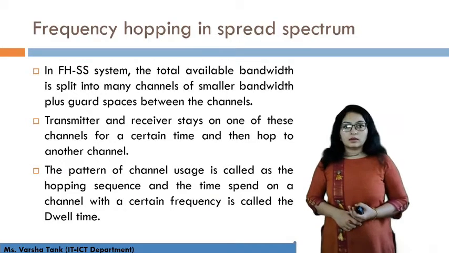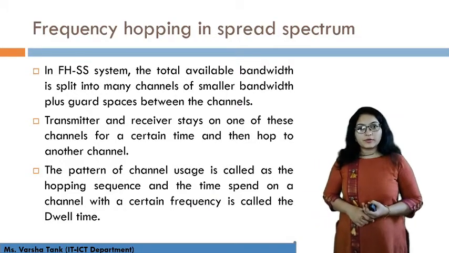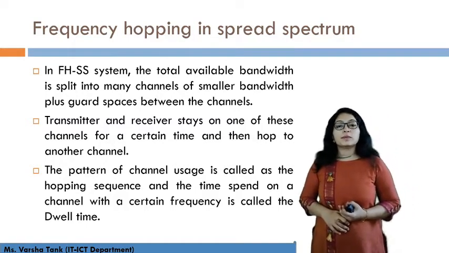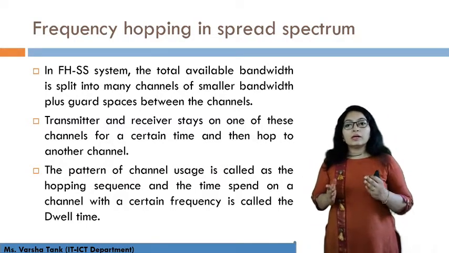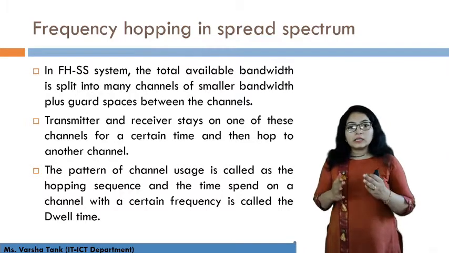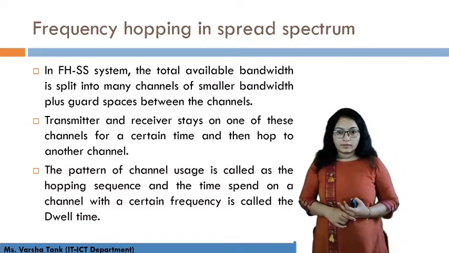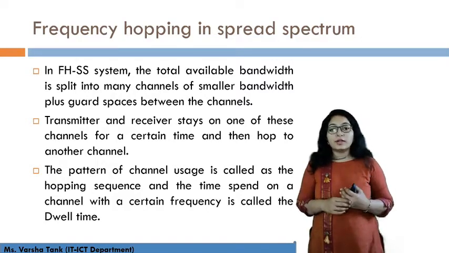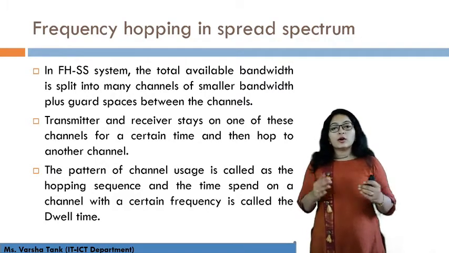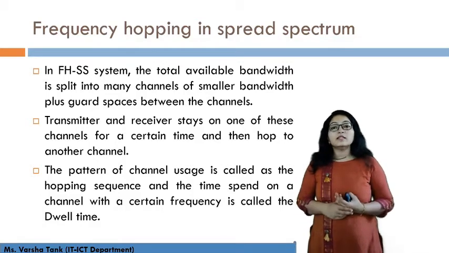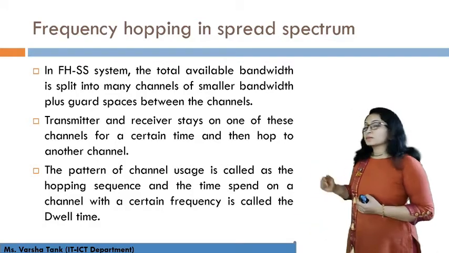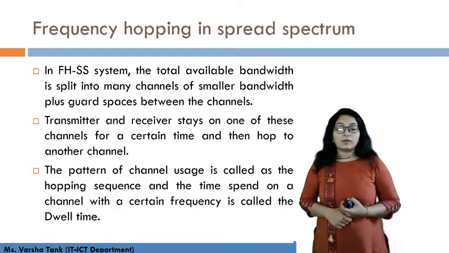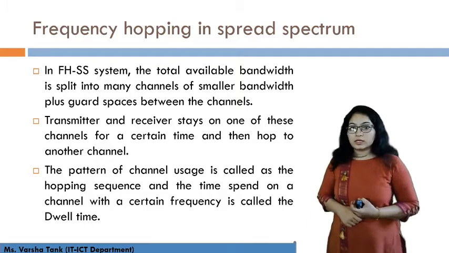Okay, so let's see frequency hopping in spread spectrum. In FHSS, that is the frequency hopping spread spectrum system, the total available bandwidth is split into many channels of smaller bandwidth. That means we divide the entire bandwidth into different channels, so we can occupy the entire spectrum, plus guard space between the channels. Guard space is necessary, as it prevents interference of the signals.